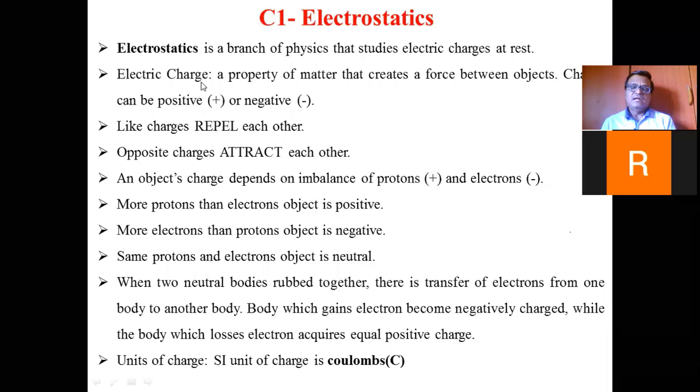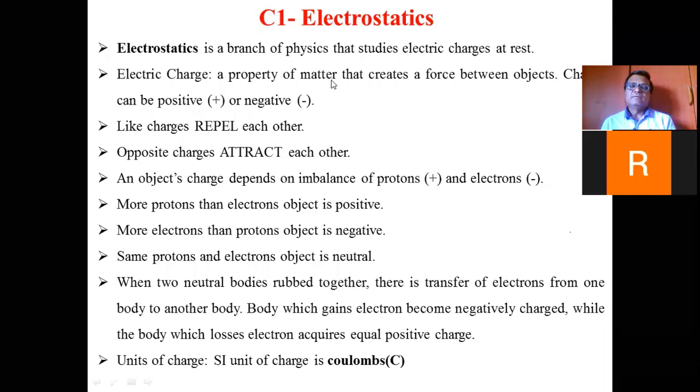In the last semester we have seen the structure of the atom. In the atom, there are electrons and there are protons. Electrons are negatively charged and protons are positively charged. In an atom, the total charge on the electrons is equal to the total charge on the protons. Therefore, atom is neutral. And we know any material or matter or body is made up of a large number of atoms.